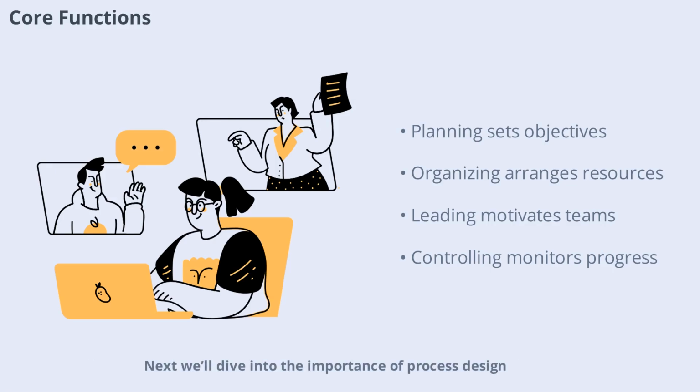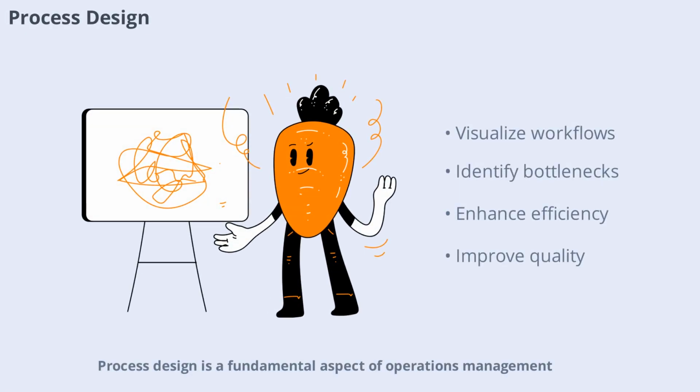Next, we'll dive into the importance of process design. Process design is a fundamental aspect of operations management. It involves mapping out the steps required to produce a product or deliver a service. A well-designed process ensures efficiency, reduces errors, and enhances customer satisfaction. Operations managers use tools like flowcharts and process maps to visualize workflows and identify bottlenecks. By continuously refining processes, organizations can respond quickly to changes and maintain high standards of quality.